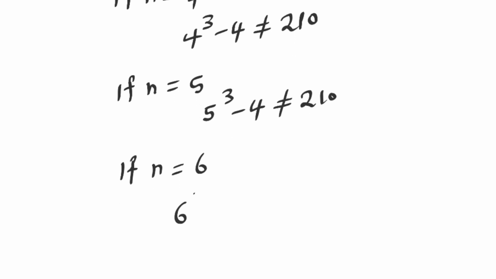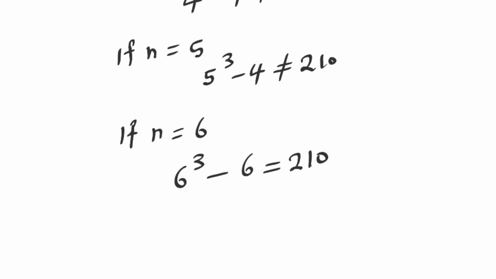This is 6 raised to power 3 minus 6. This will be equal to 210. That is, 6 raised to power 3 is 216, minus 6. That is 210.